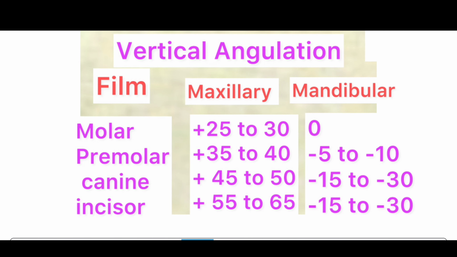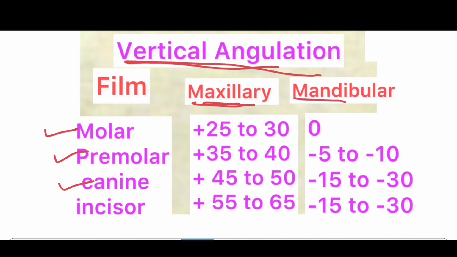In the same manner, the vertical angulation also plays a very important role. We are going to see the vertical angulation of all the teeth, incisors, canine, premolars and molars of maxillary and mandibular teeth. First, for the molar, the angulation will vary from +25 to +30. In premolar, +35 to +40. In canine, +45 to +50. In incisor, +55 to +65. In case of mandibular teeth, for the molar it will be 0. For the premolar it will be -5 to -10. For the canine, in case of mandible, it will be -15 to -30.